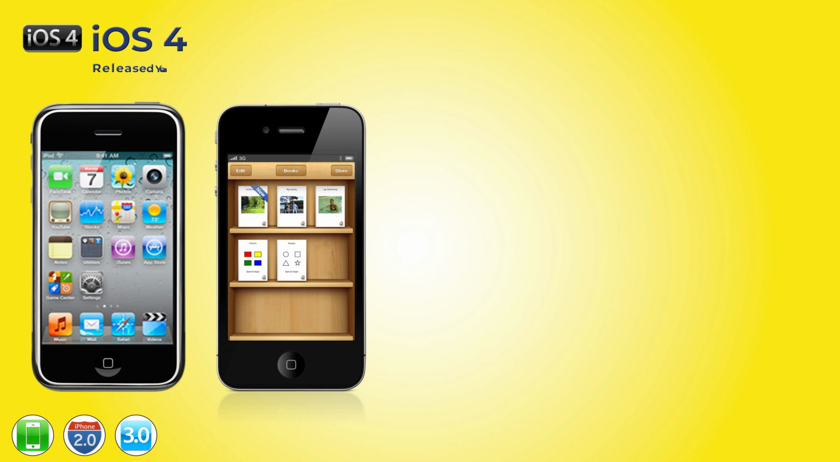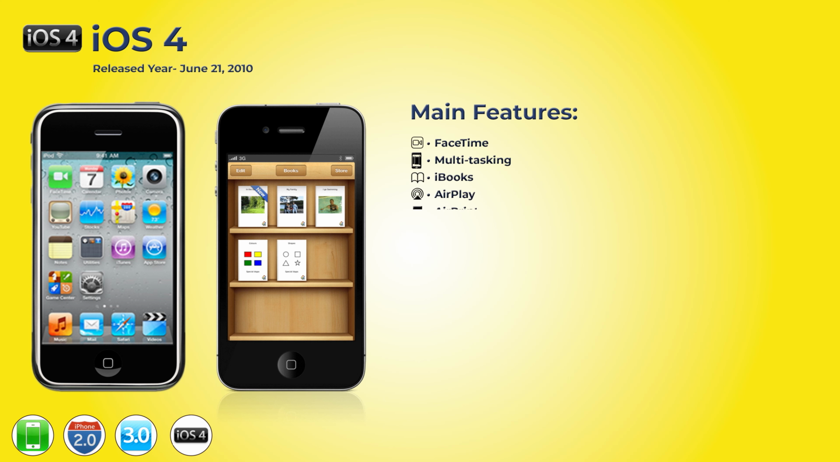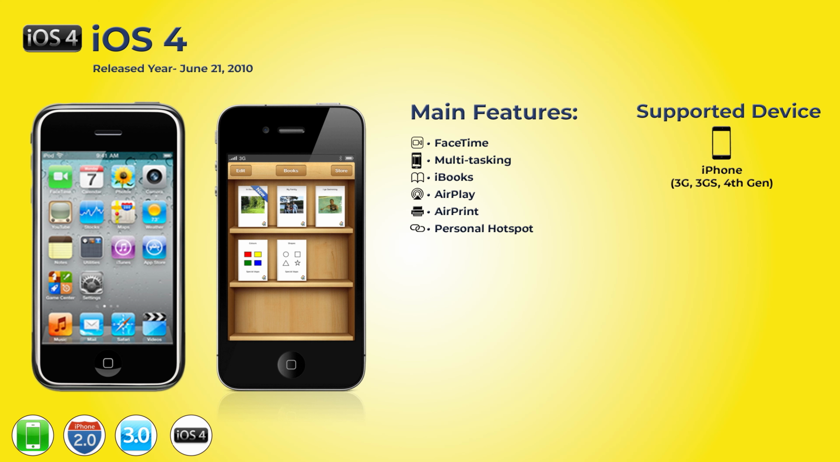iOS 4 was released on June 21, 2010, with iPhone 4. The main features of iOS 4 are FaceTime, multitasking, iBooks, AirPlay, AirPrint, and personal hotspot. With this OS, iPhone 3G and iPod Touch second generation were supported with limited features. The other supported devices are on screen.